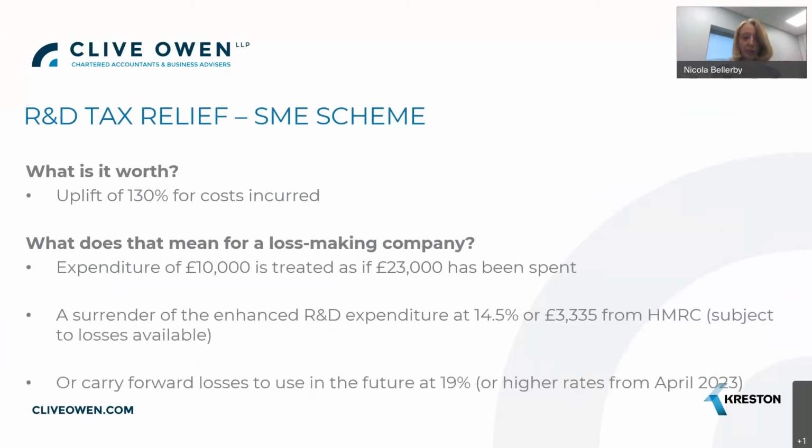And a loss-making company, similarly, is treated as if it's spent £23,000, so it's £10,000. But even if it's never made a penny in profit, it can surrender that R&D claim and claim back £3,335 from HMRC in corporation tax. Remember, it's never even paid any corporation tax, so that's why it's hard to believe at times. Or we might carry those losses forward because we might think we'll make some profits in the future, or even carry them back to when we paid tax at a higher rate than our 14.5%. But these tax refunds really help get businesses started, so well worth looking at.